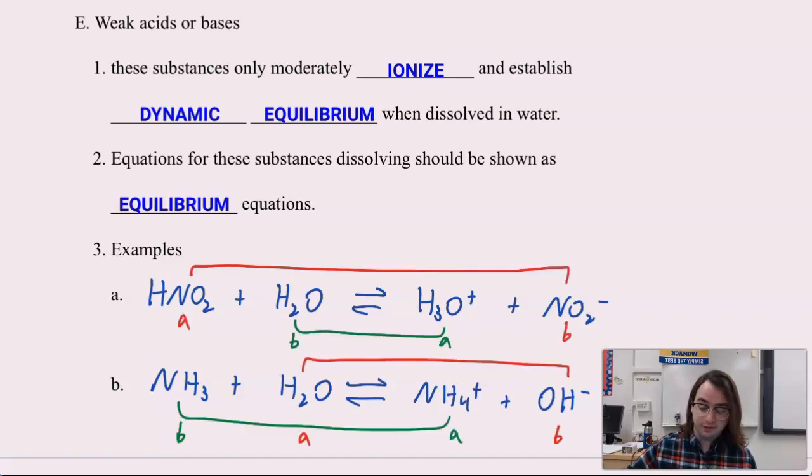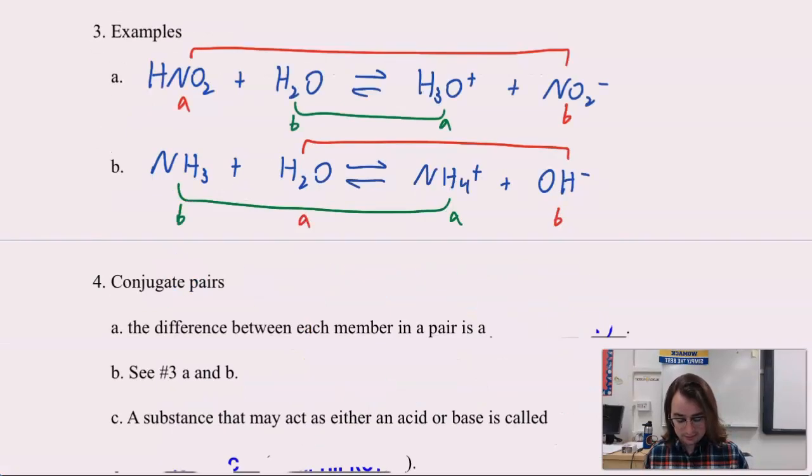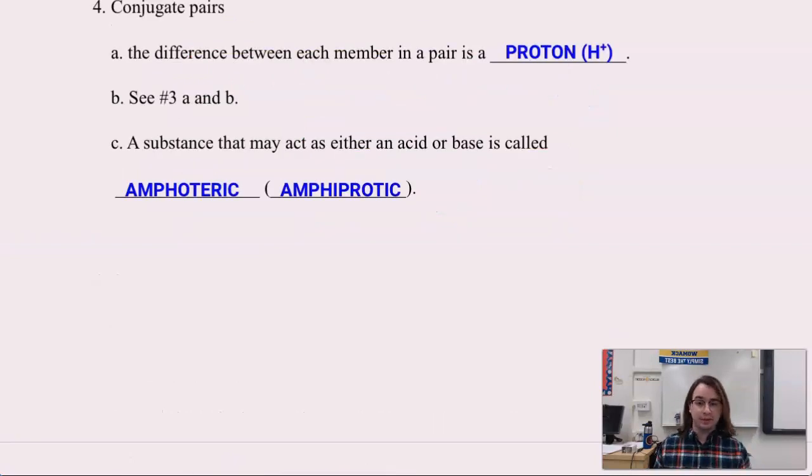All right, so hopefully this is what you did. And this is a nice little segue because you might notice that between these two reactions, water is acting as both an acid and as a base. This is what's called an amphoteric substance. If I have a substance that can act as both an acid or a base, depending on the scenario, that is what's called amphoteric or amphiprotic.